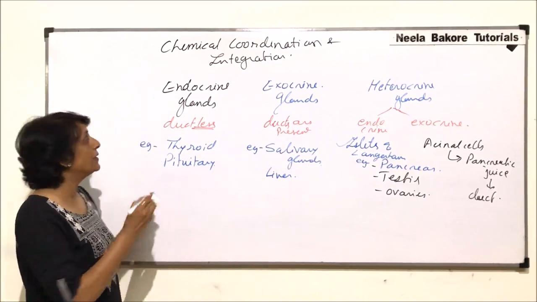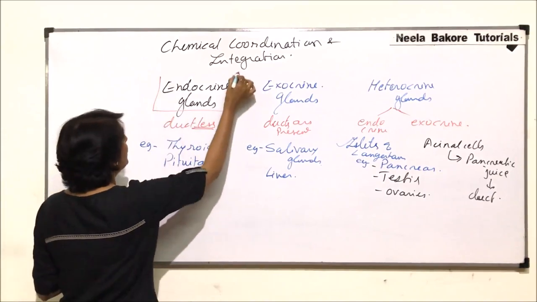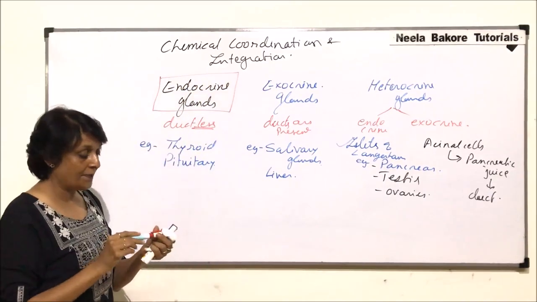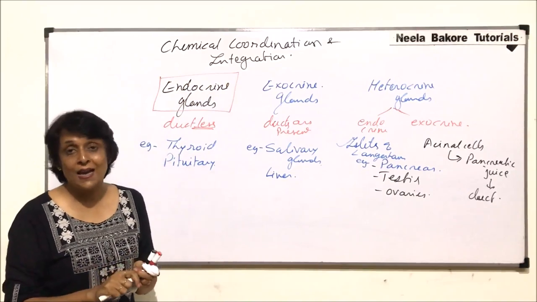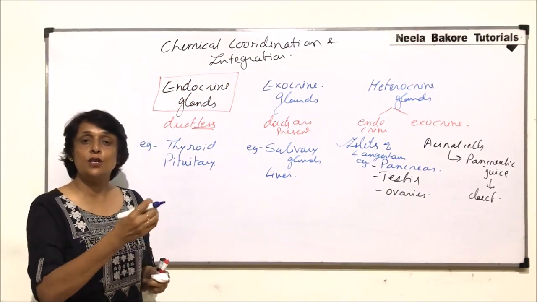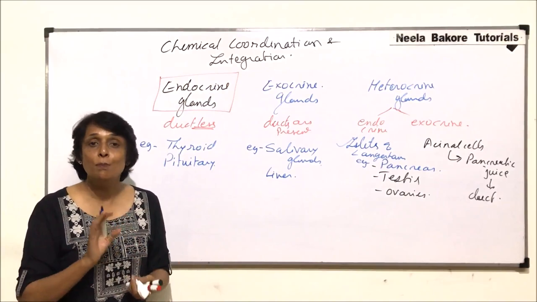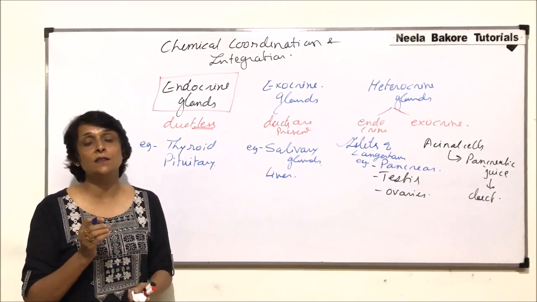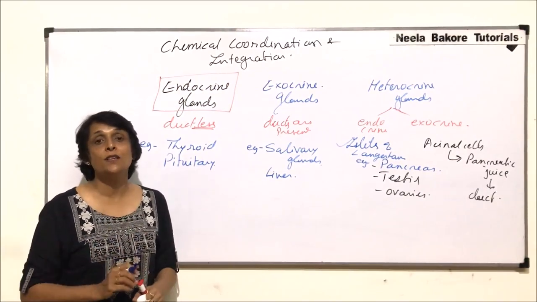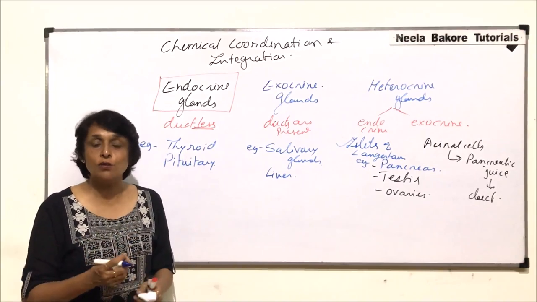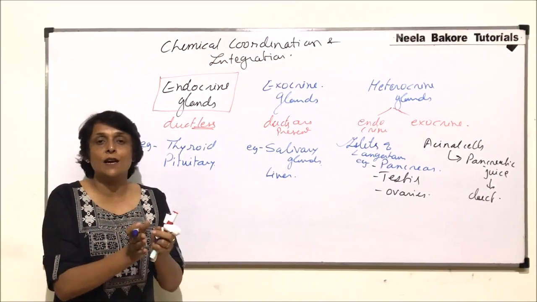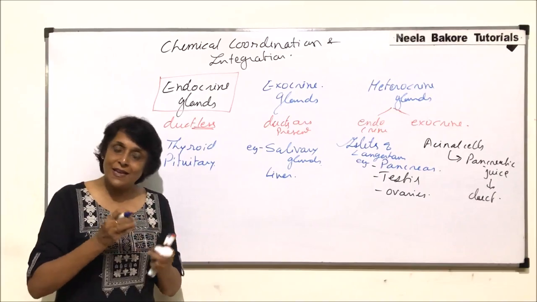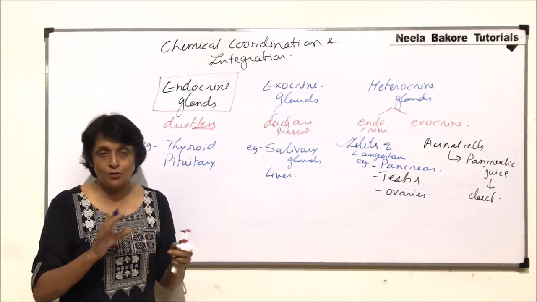In this chapter, our focus is on endocrine glands. Endocrine glands have their secretion, and as we said, the secretion is mainly poured into blood. But there are certain endocrine cells which secrete local hormones like gastrin. So these cells produce gastrin and it directly comes into the stomach, and that's where it helps in its function.